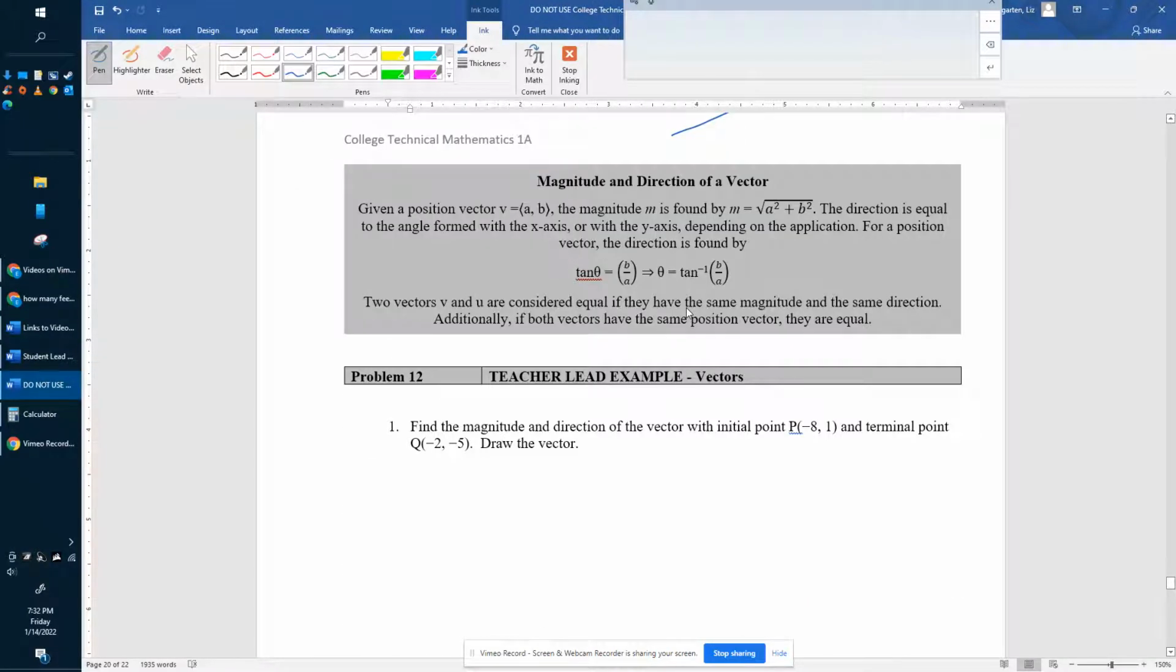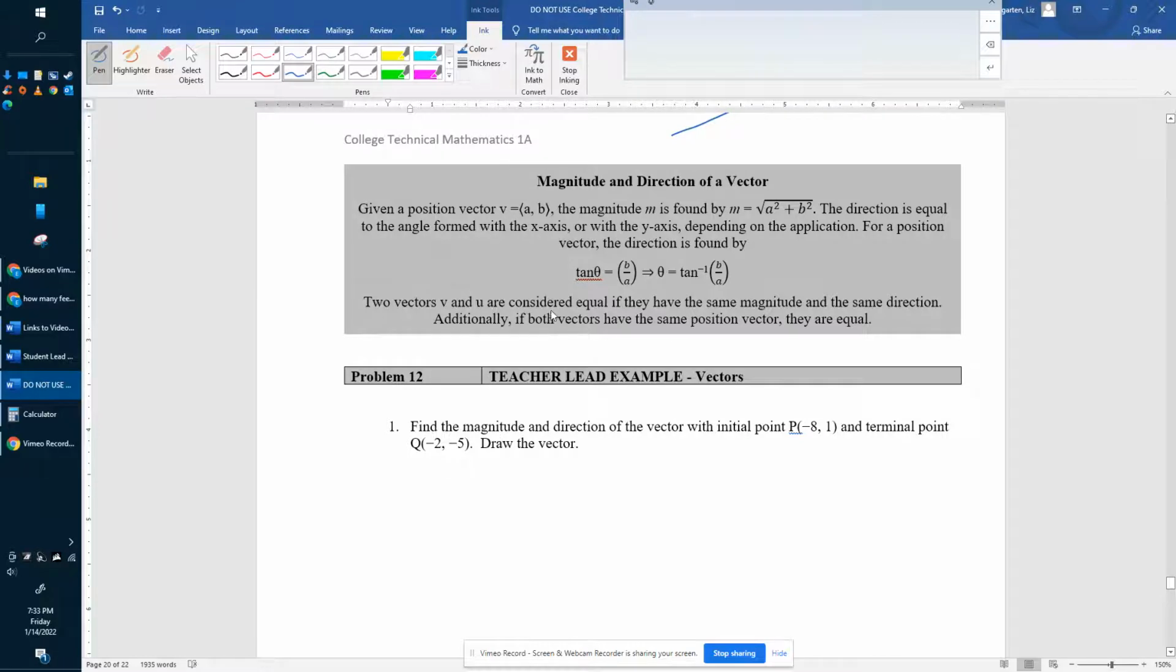The magnitude and direction of a vector. Given a position vector <a, b>, the magnitude is found by the square root of a squared plus b squared. Isn't that familiar? So the magnitude is found using the Pythagorean theorem. The direction is equal to the angle formed with the x-axis or with the y-axis depending on the application. For a position vector, direction is found by tangent of theta equals b over a, or inverse tangent of b over a gives us theta.